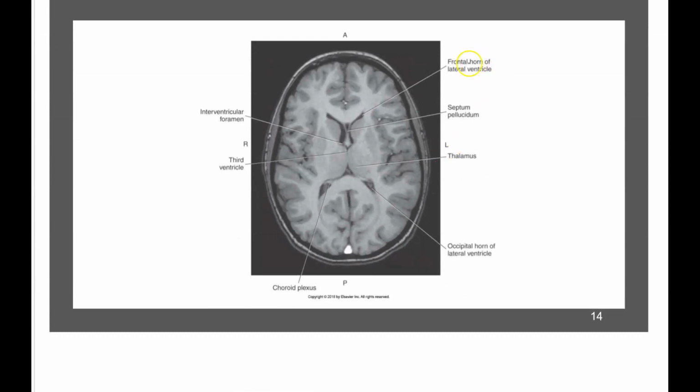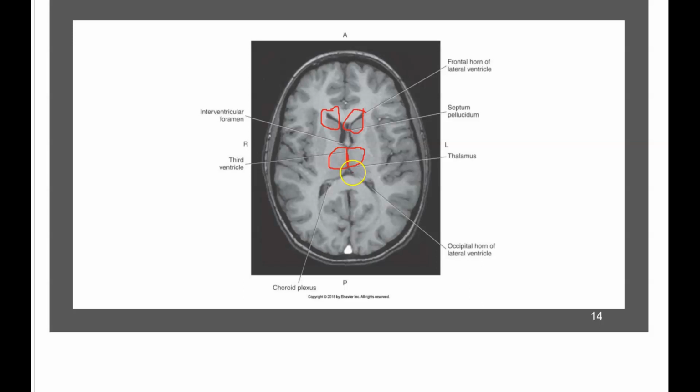We have the frontal horn of the lateral ventricle, and this is it right here. So right there, that's of the left ventricle. Here's the frontal horn of the right ventricle right there. And then we have the septum and then the thalamus. So the thalamus is all right here, okay? And the third ventricle runs right down the middle of it. So right through the middle is your third ventricle.